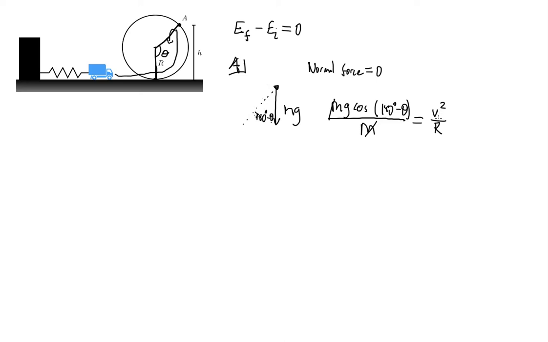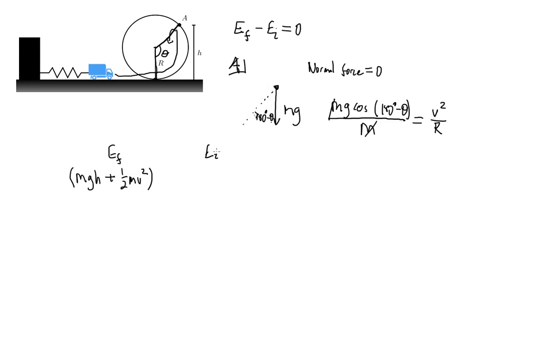Where am I going to get v squared from? Well, that's straight up energy. I know that the final energy in this case is going to be some potential energy, mg times h, plus some kinetic energy, 1/2 mv squared, and then there's no spring energy anymore. It got transferred into the potential and the kinetic. So that's my E final.